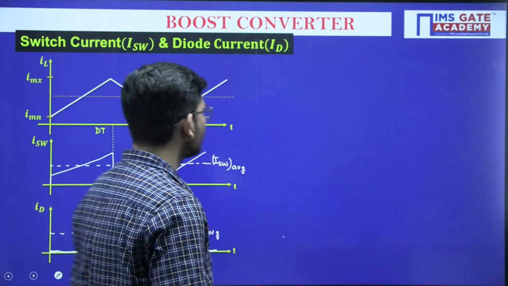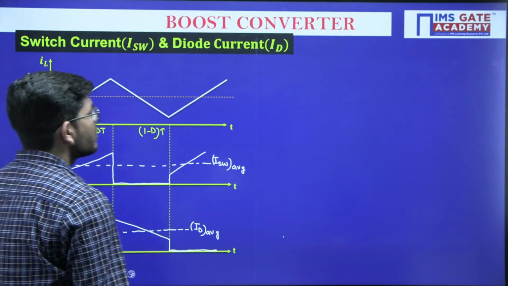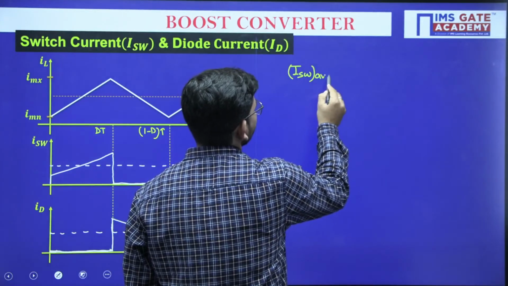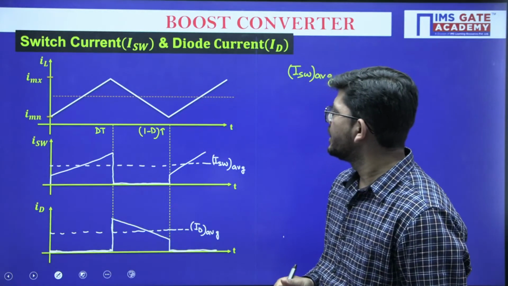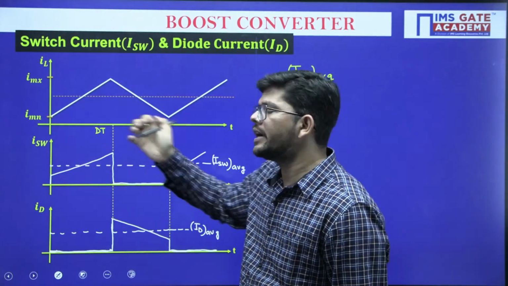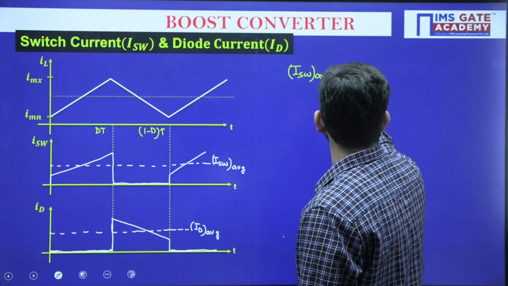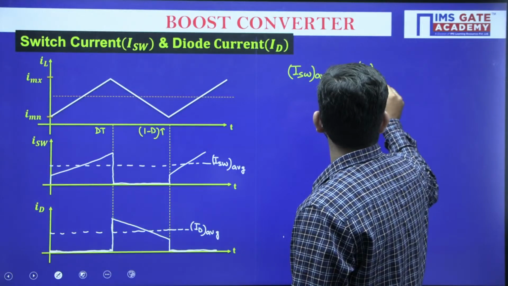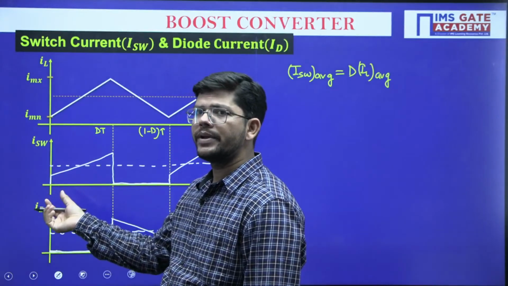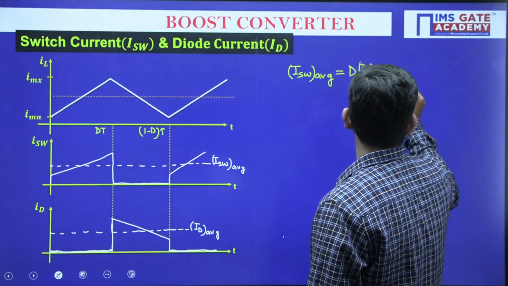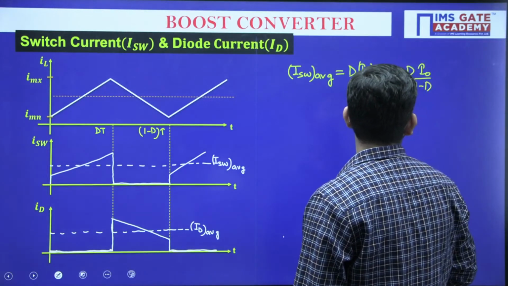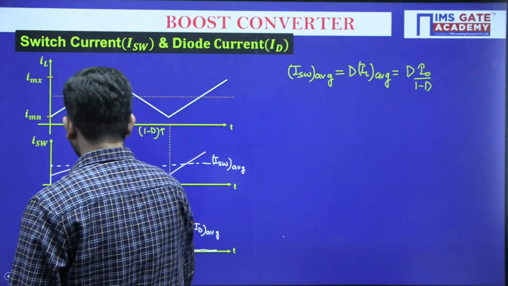Now let us find the values of these. What will be the average value of switch current? The switch is carrying current only during the on period, and it is the same inductor current. So this will be equal to D times the average inductor current, because the switch current is part of the inductor current, and it is carrying that part only during the on period. Now what is IL average? IL average is equal to I naught upon 1 minus D. So this will be the expression for average switch current.